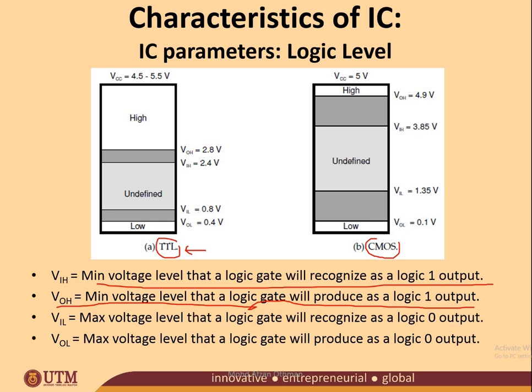Okay, so you have VOH and VIH. Then the next one is VIL and VOL. VIL is the maximum voltage level that a logic gate will recognize as a logic 0 input, and VOL is the maximum voltage level that a logic gate will produce as a logic 0 output. So you can see here VIL is 0.8, VOL is 0.4. This one is the corresponding for the CMOS.